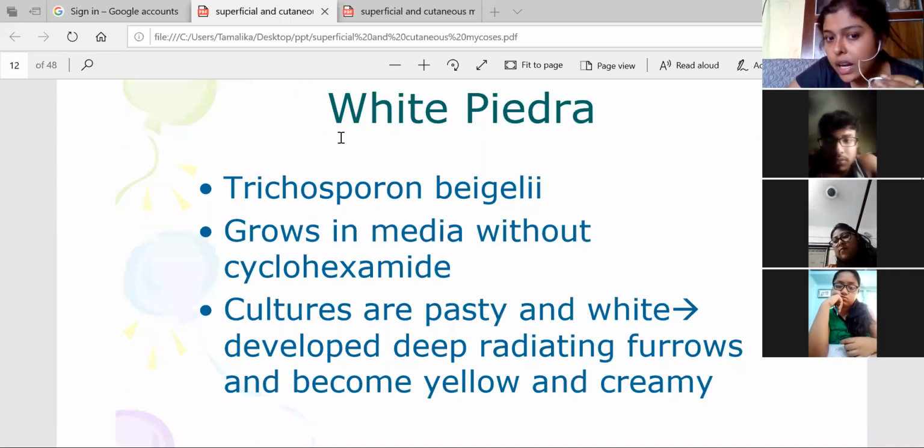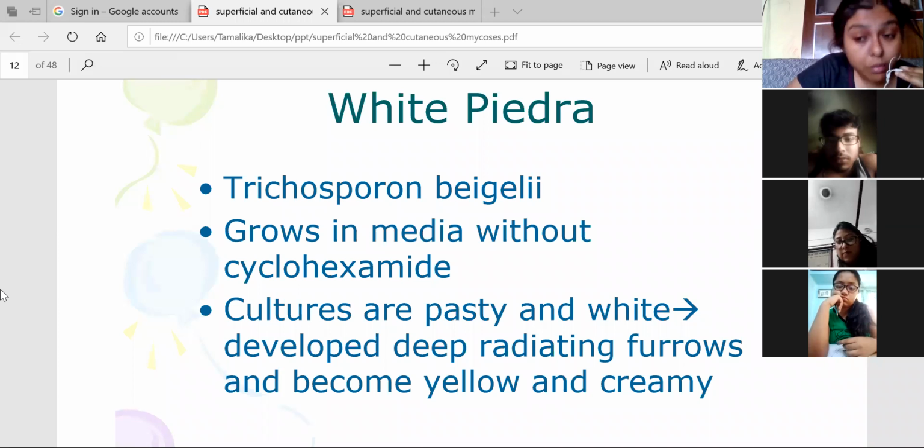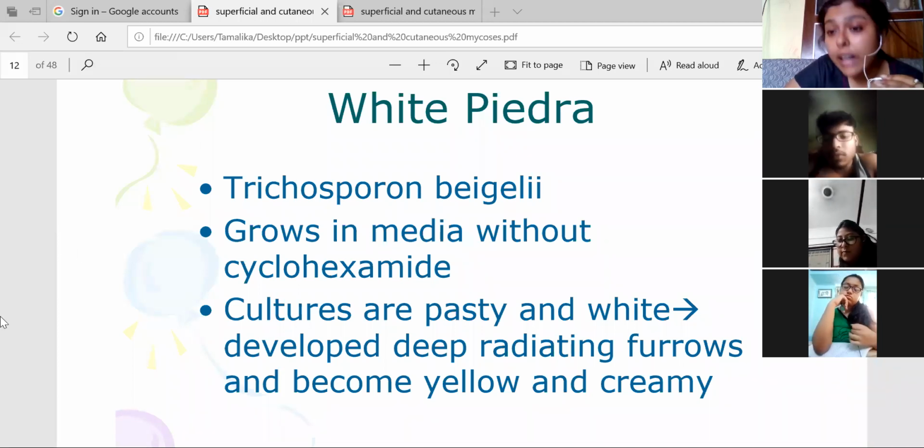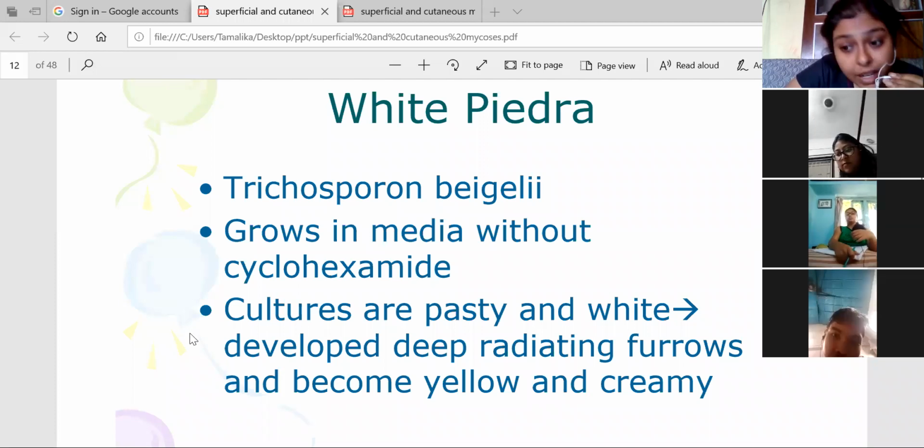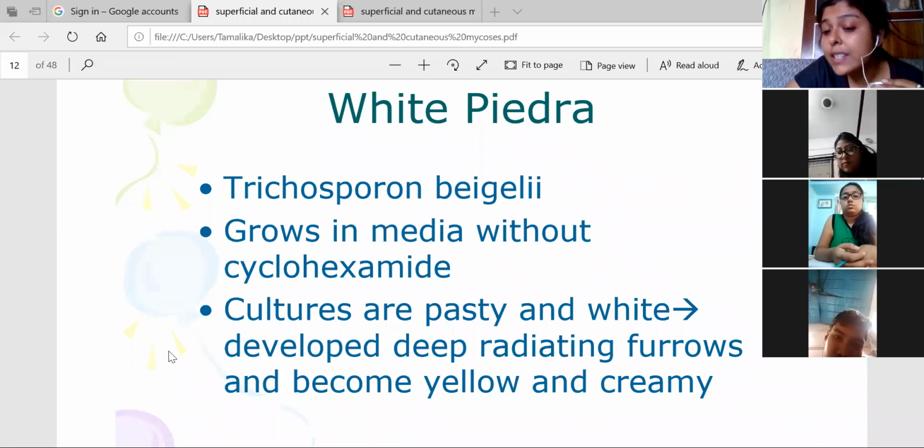Next, I move on to the next disease, that is white piedra, which is caused by Trichosporon beigelii. It grows in media without cycloheximide. If you don't add cycloheximide, then the growth of the organism will occur. The cultural characteristic of the organism is that the colony is pasty and white, with deep radiating furrows, and it is usually yellow and creamy.